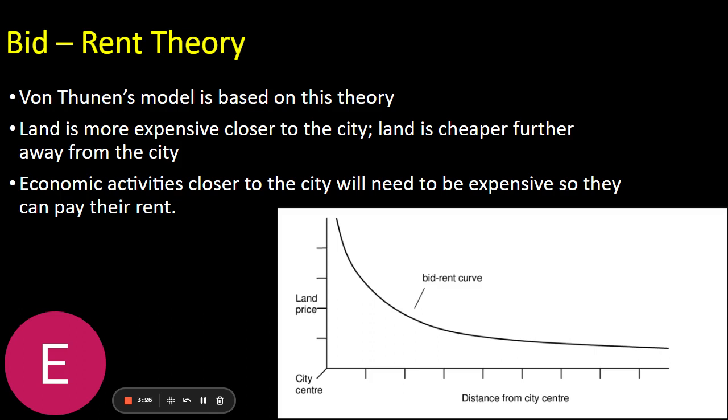And the economic activities closer to the city need to be expensive so they can pay their rent. They need to be able to make the extra money. That's why you're going to find high-end stores near downtown, because what they sell at those stores will be more expensive, so that they can pay their own rent. You're not going to notice many gas stations in the downtown area because it's expensive to own land there. So gas stations are normally located near highway intersections in the suburbs where land is cheaper. The burbs.